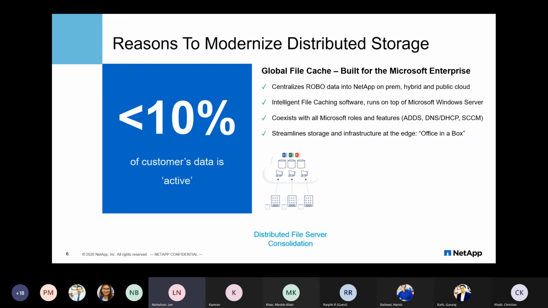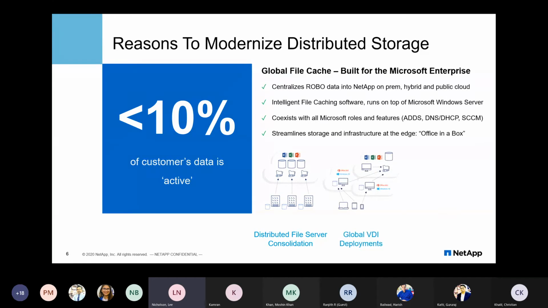And that is distributed file server consolidation. This is what we're there to do. It allows you to take all that data from all the remote branch offices sitting on Windows file servers or NAS filers or all different types of storage platforms, and really centralize that and consolidate it onto your NetApp real estate in the data center or in the cloud. That's the first use case.